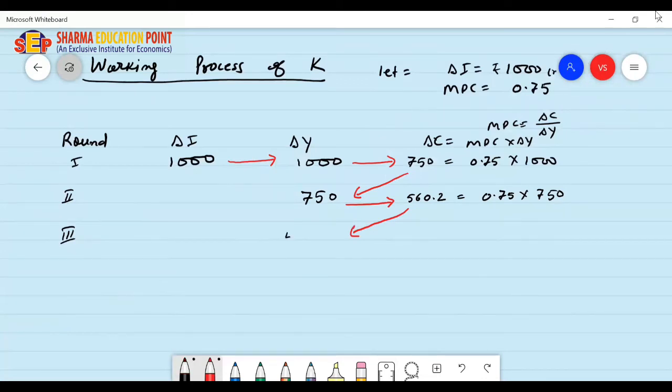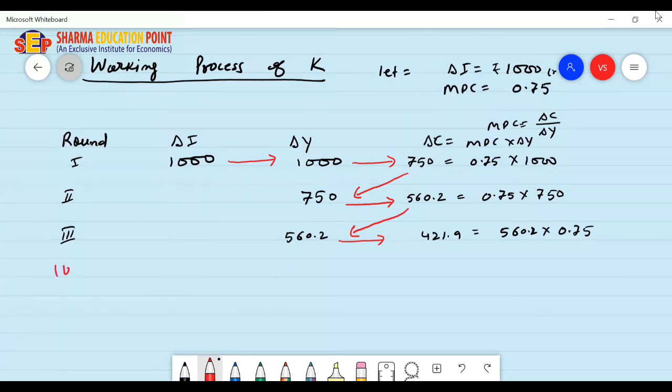So this 560.2 now income of another person. Now this process will continue. Now this will be now 421.9. How this come? So 560.2 into 0.75. So this process will now another round, fourth round.